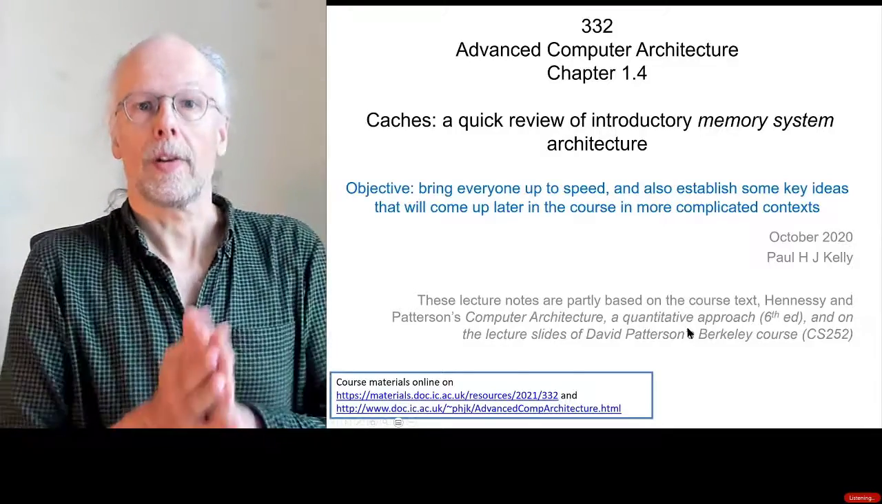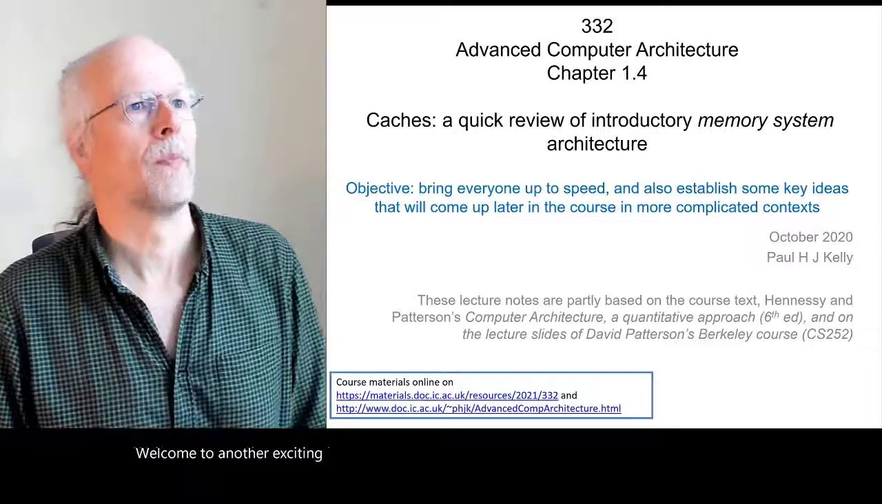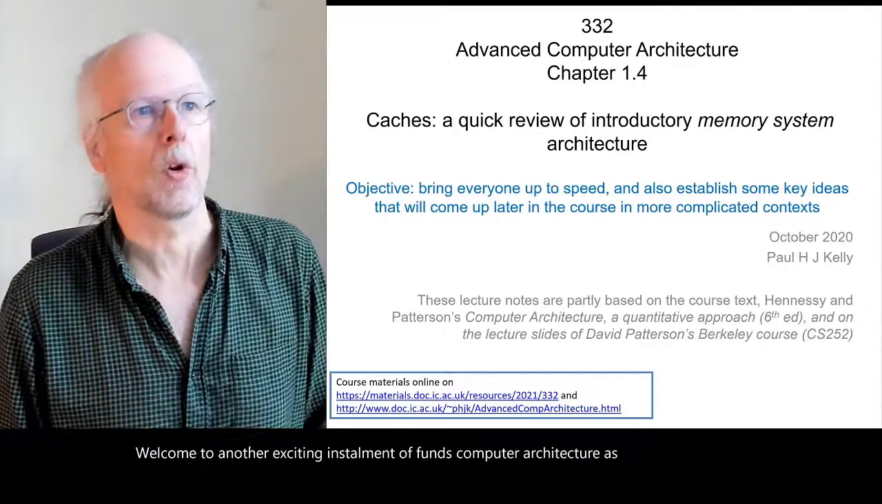So, welcome to another exciting installment of Advanced Computer Architecture. As promised, what we're going to do today is talk about caches.